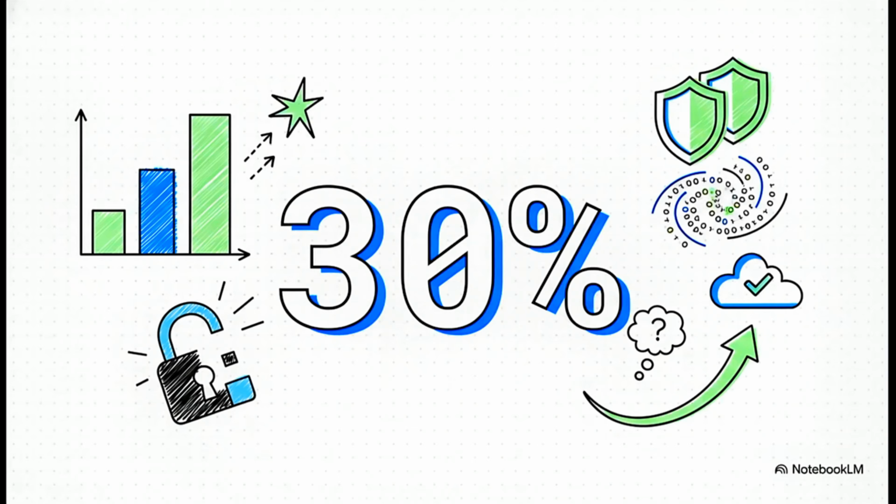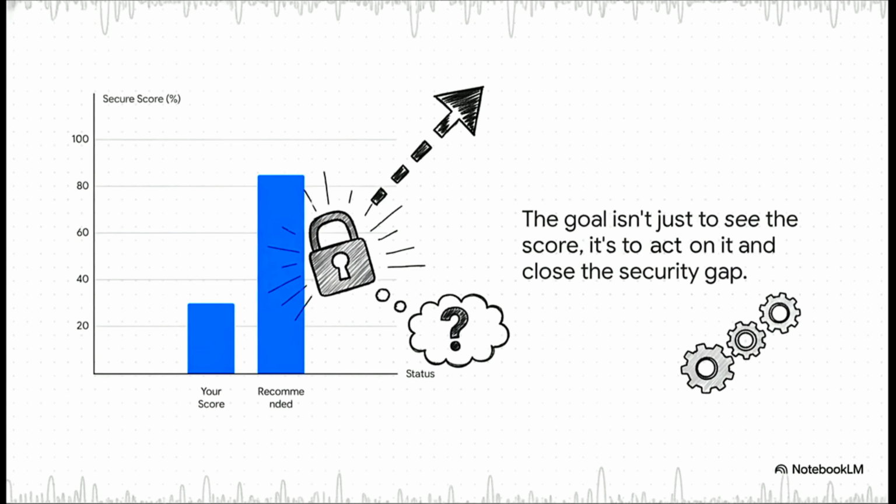Now, you might see a number like this, 30%, and panic a little. But don't. This is actually a pretty typical starting point for a brand new setup. What it's really telling you, loud and clear, is that there's a lot of room for improvement. But hey, the goal isn't just to look at the score. It's to do something about it.